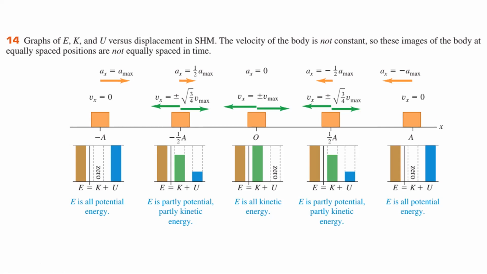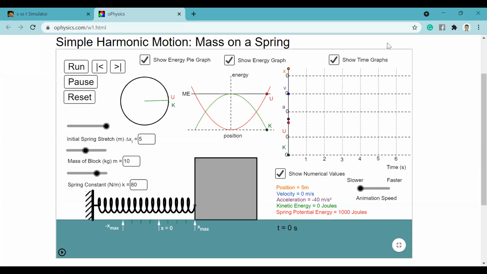Now, to further understand the relationship between the motion and this energy, we will have a simulation from ophysics.com, and the link will be posted in the description below. We have here an object that is attached to a spring and moving on a frictionless surface. And we have the energy pie graph, the energy graph, and the time graph. We have set the initial spring stretch at 5 units, which means the amplitude is 5, the mass at 10, and the spring constant of 80. So let's run the simulation.